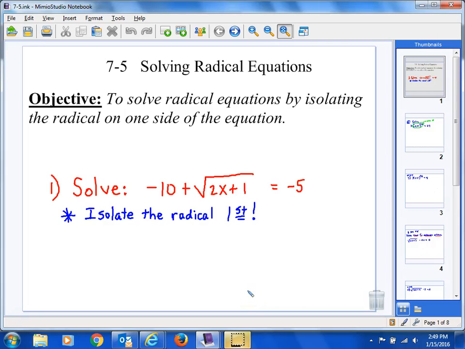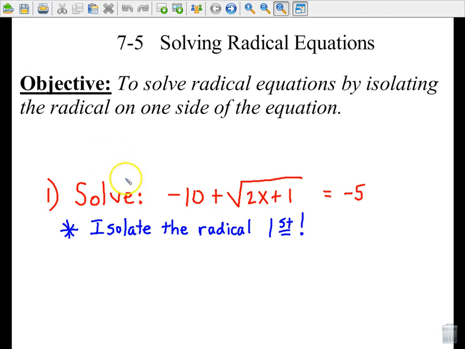All right, this section 7.5, we are going to be solving radical equations. You can see my objective there. A big part of solving radical equations, as you can see in my objective, is to try to isolate the radical part of the equation on one side of the equation. And so I've given you that note again here in blue. That's a very important first step if necessary, and in this first problem it is necessary. We need to isolate the radical first on the left side of the equation.